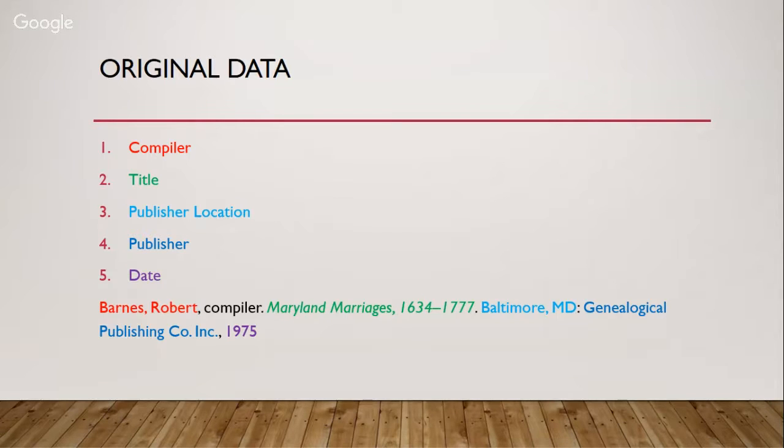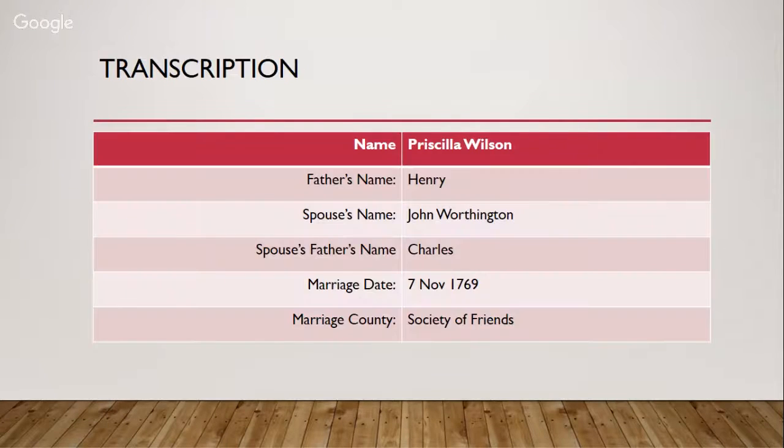Now, back to that screen that I opened up with the information from Ancestry. This is the transcription that Ancestry provided to us. And I will point out again the marriage county in the Society of Friends. I don't understand that yet. Hopefully we will before we're done. But that is the transcription. This is what Ancestry wants us to think is on that record.